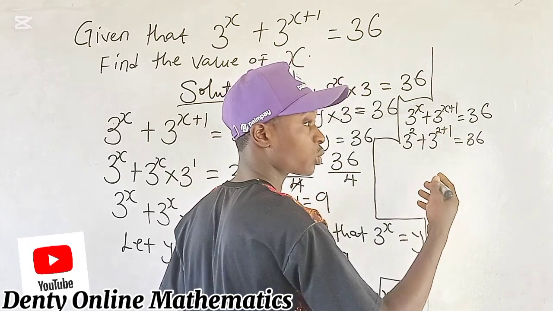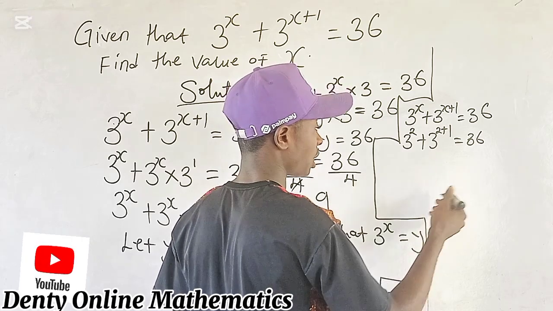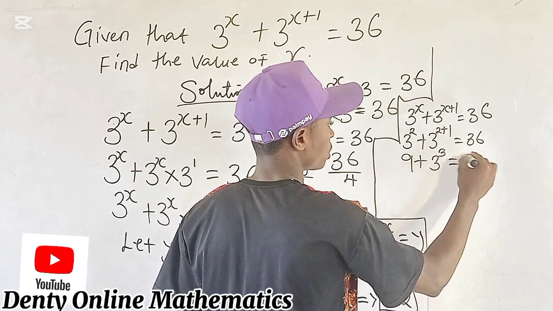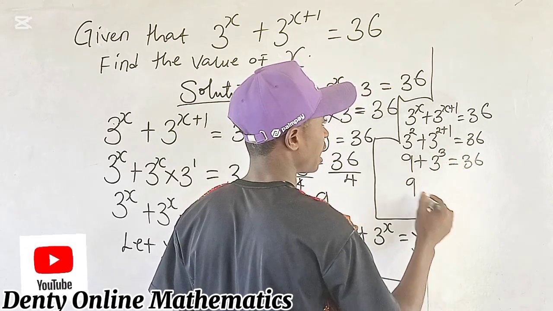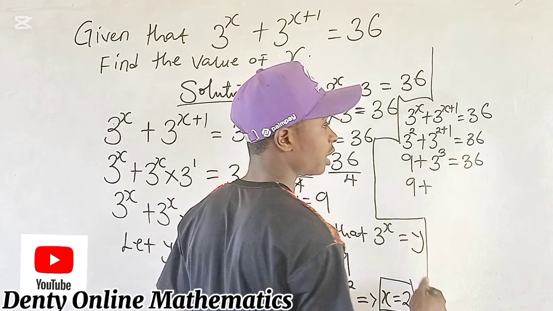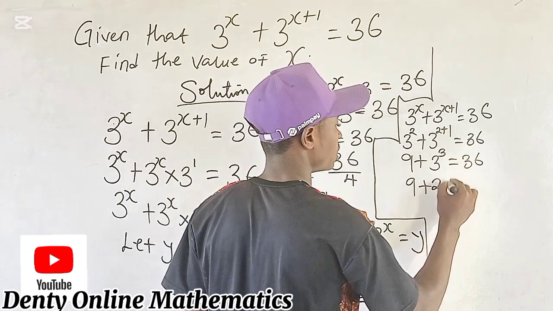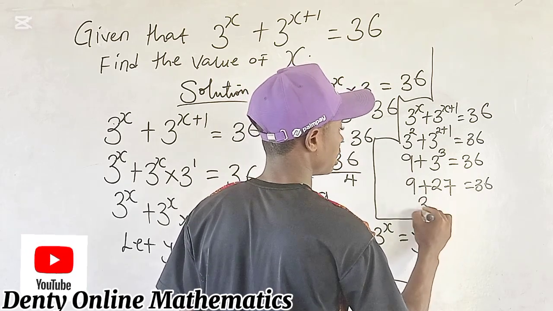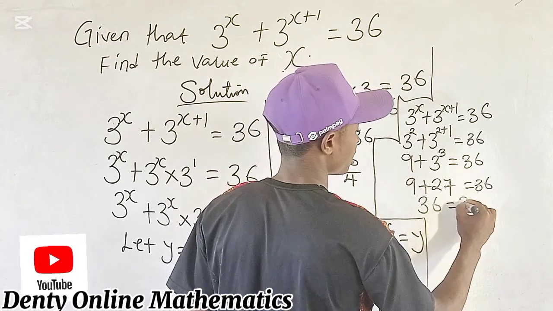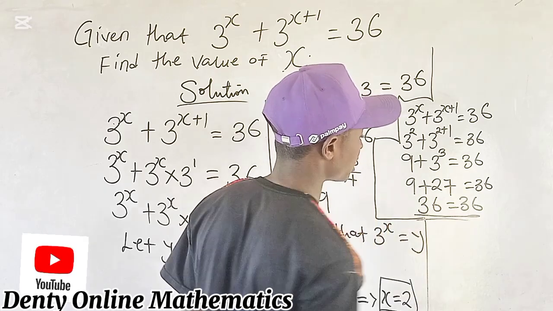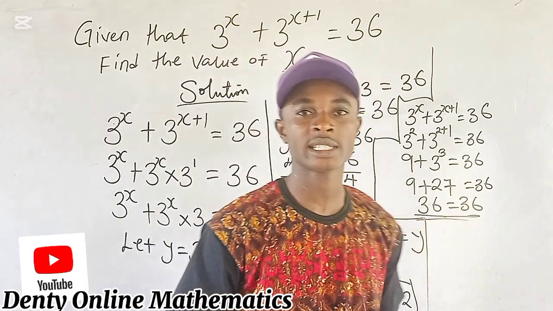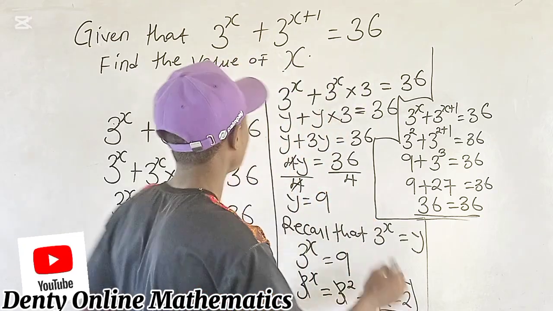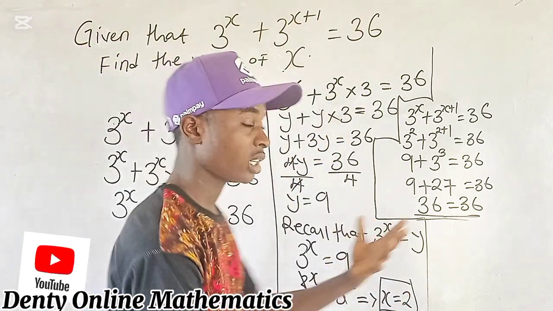3 raised to the power of 2 is 3 times 3, which is 9, plus 3 raised to the power of 2 plus 1, which is 3 raised to the power of 3, meaning 3 times 3 times 3, which is 27, equal to 36. So 9 plus 27 is 36. So 36 is equal to 36. Just as you can see, the left hand side is equal to the right hand side. That means the equation is balanced. So the actual value of x that will satisfy the equation is just 2.